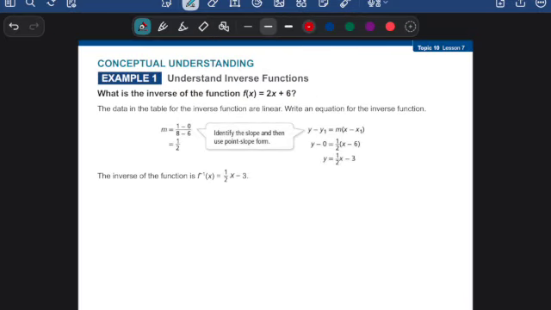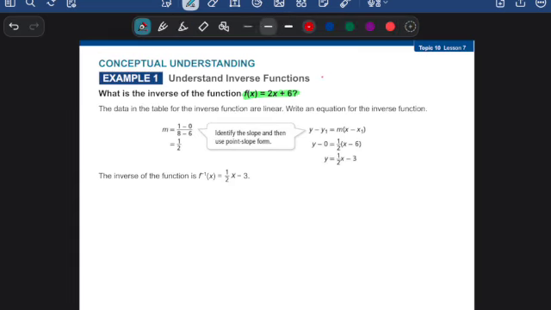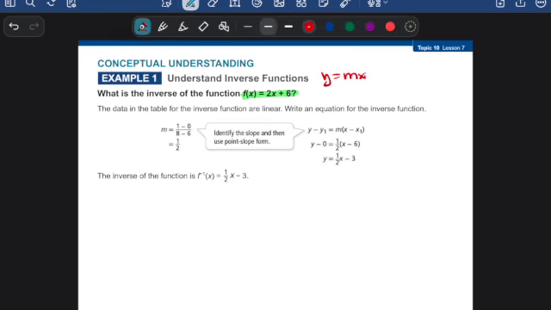Example 1, understanding inverse functions. What is the inverse of the function f of x equals 2x plus 6? This is the same function we had in the table. We can see that it is linear. It follows our slope-intercept form, y equals mx plus b. So we know that our slope comes from the value in front of the x. So our slope is 2 for our original function.